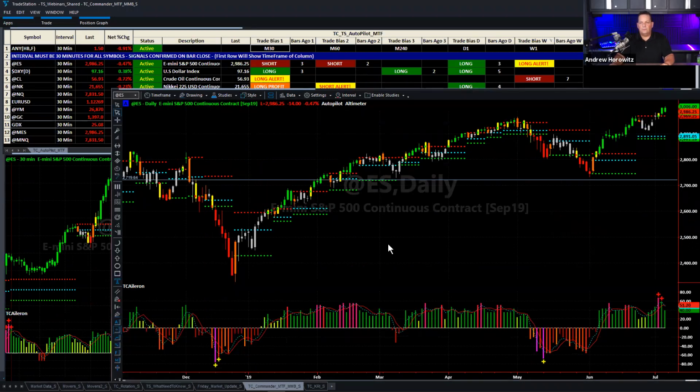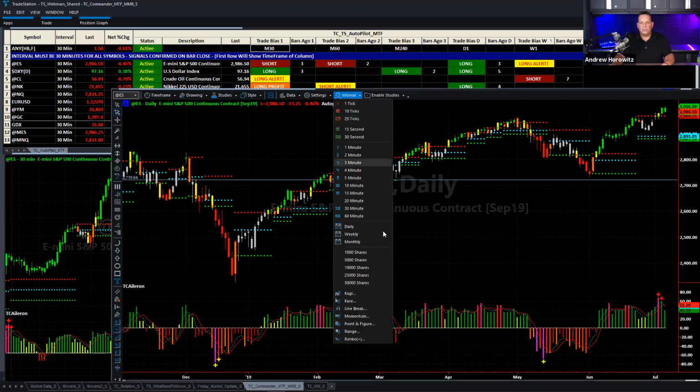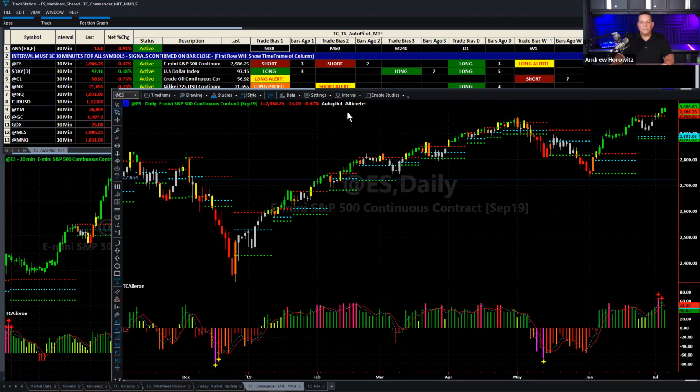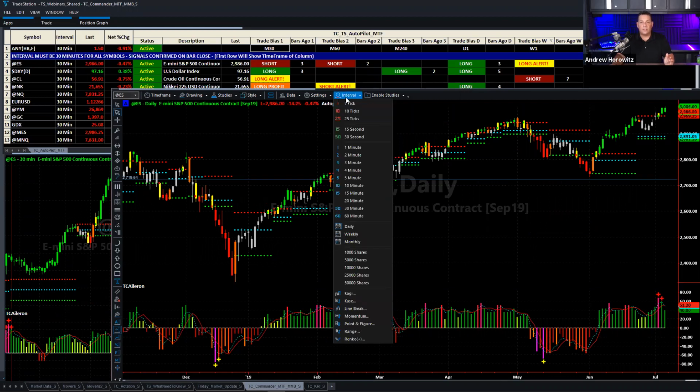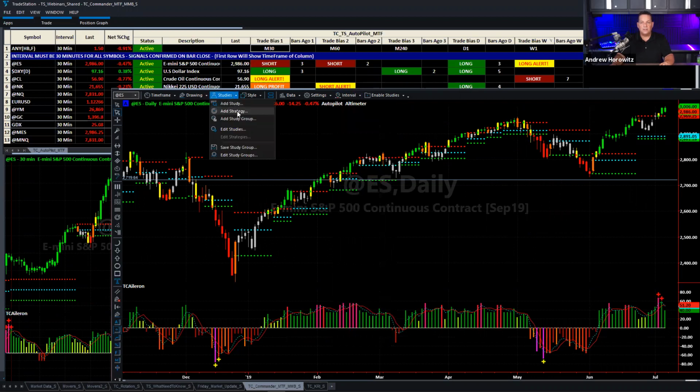So what I did here is, I put in a couple of things on the right here. I want to change this to any interval. You just have to do this with macros. Version 10 allows you to just have these things on top where you can just change things. You can change and add studies. You want to add a study, add a strategy, add a group. You want to do your drawings.